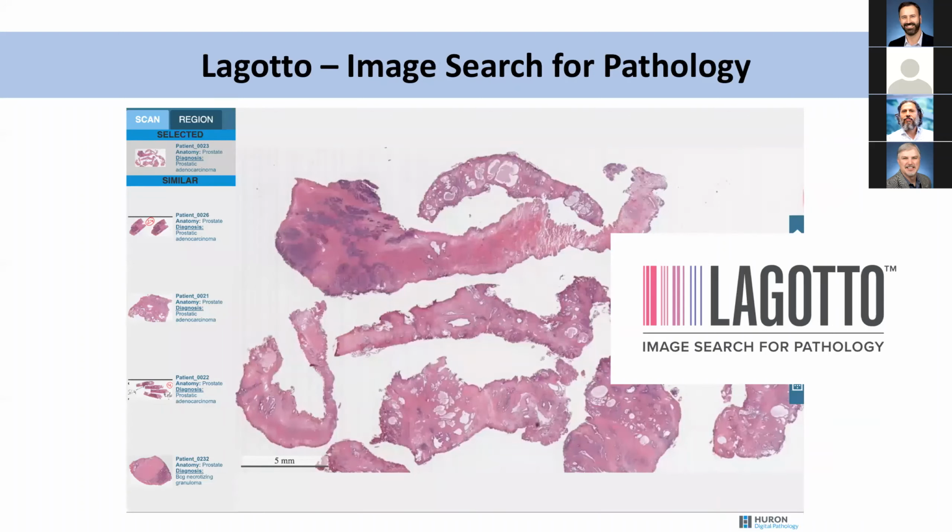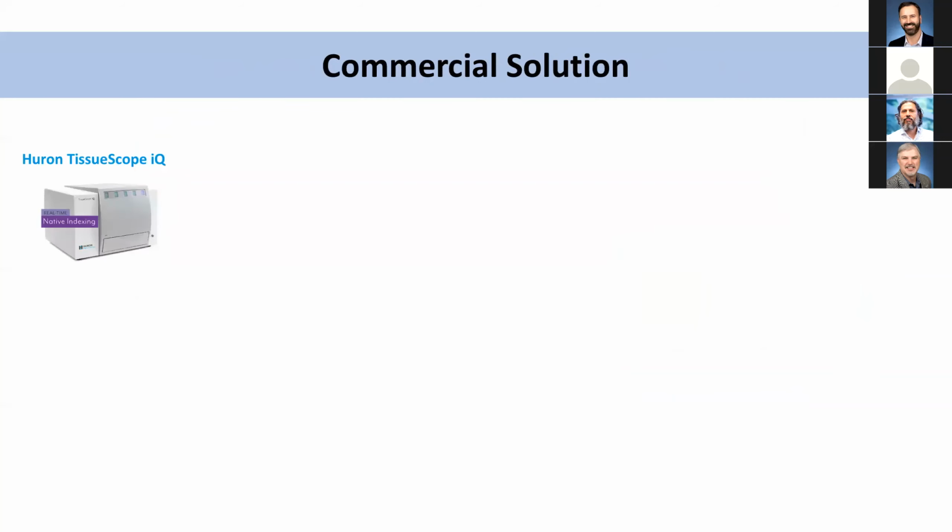So Lagotto is a commercial product that Huron Digital Pathology is pushing into the market soon that is capitalizing exactly on this technology to enable the pathologists to search in the archive of hospitals, clinics, and maybe even regional ones. How do we want to do this? Because it needs some infrastructure.